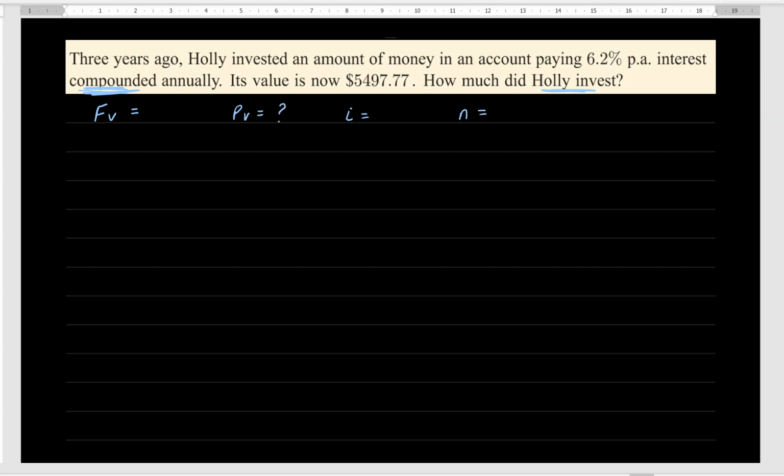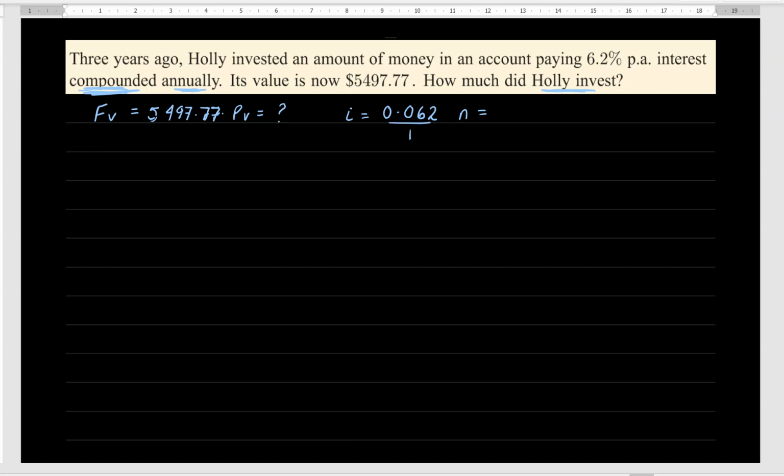So this time we're finding the PV, which means our future value is the $5,497.77. Oops, sorry about that. Pen's gone a bit funny. The interest rate, because it's compounded annually, is just 0.062. We divide it by 100. If it was compounded quarterly, we'd have to divide it by 4. But because it's just annually, then it's 1. So I'll just do the divide by 1, just so you know, okay?